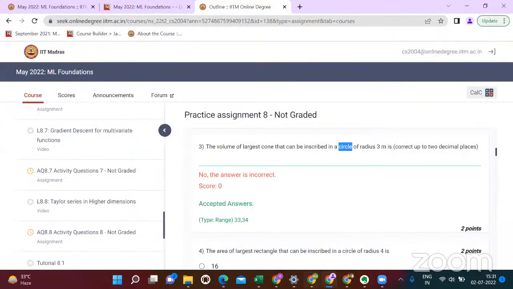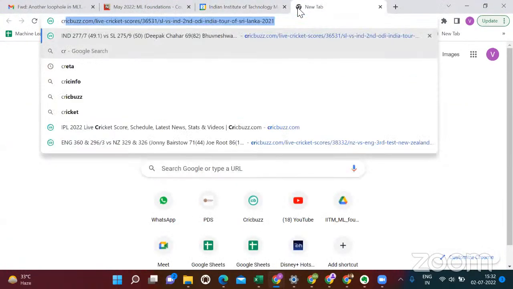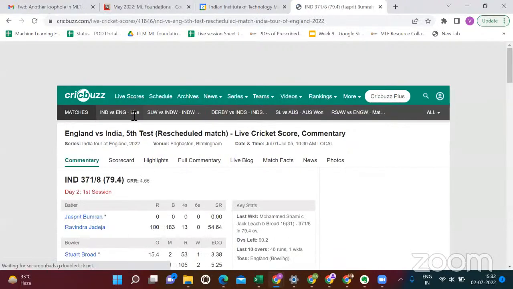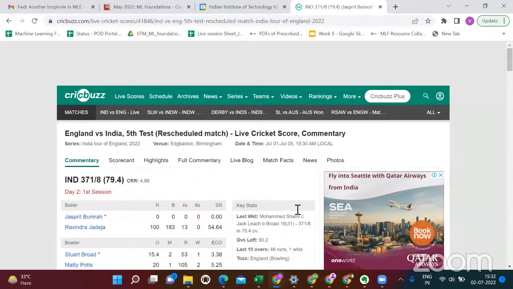So did the match start? Oh, Ravindra Jadeja has scored 100. Nice. Anyone having any issue? You can ask, otherwise we'll close. I'll go and watch the match.